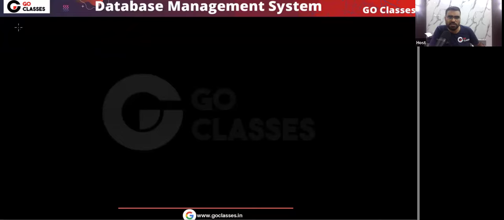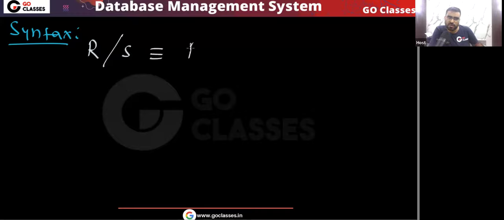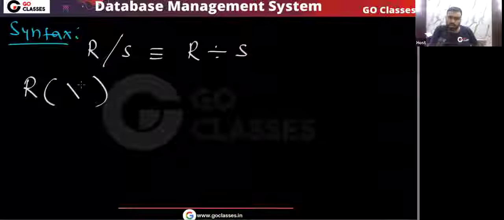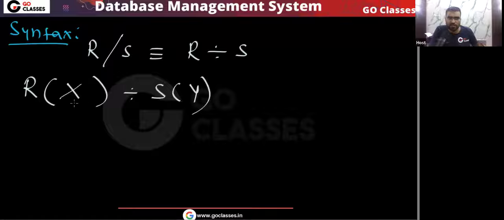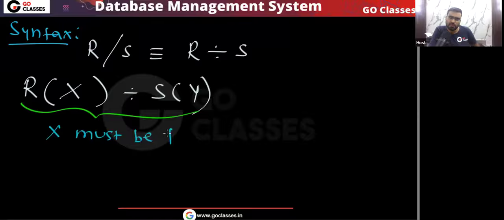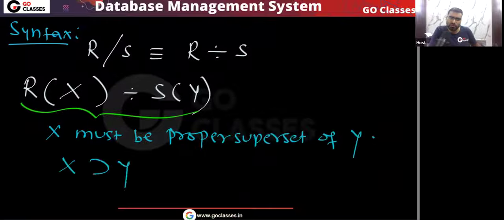Basically, in this division operation, we write R divided by S. R has a set of attributes, let's call it X, and S has a set of attributes Y. This X must be a superset of Y. If you want to define the division operation, if you want to do R divided by S, then X must be a proper superset of Y. Or I can say Y must be a proper subset of X. So this is the syntax.